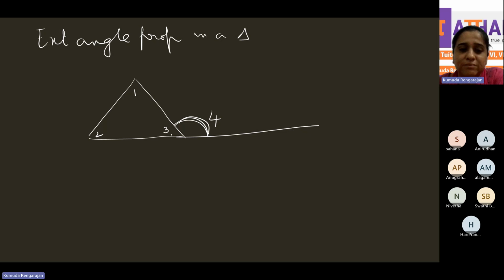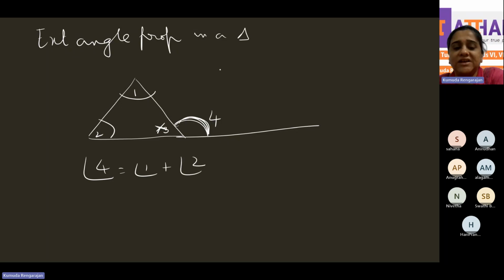Now what makes a linear pair? 3 plus 4 is equal to 180, no? Linear pair, 3 plus 4 is 180. So leave this 3. Angle 4 is equal to angle 1 plus angle 2. The exterior angle is equal to the sum of the two interior opposite angles. Exterior angle is equal to the sum of interior opposite angles.